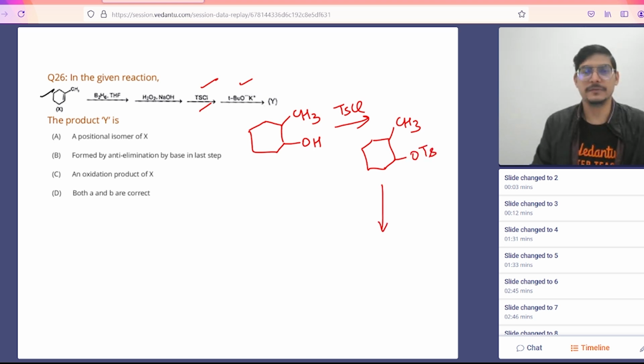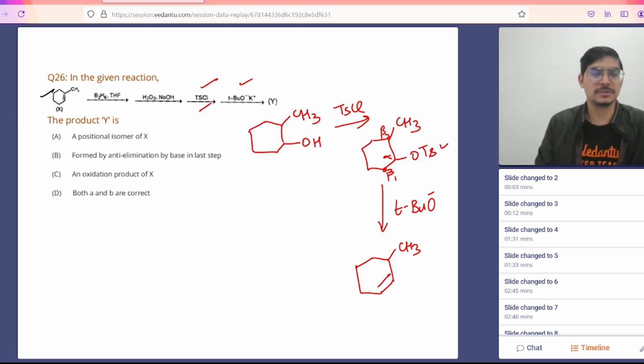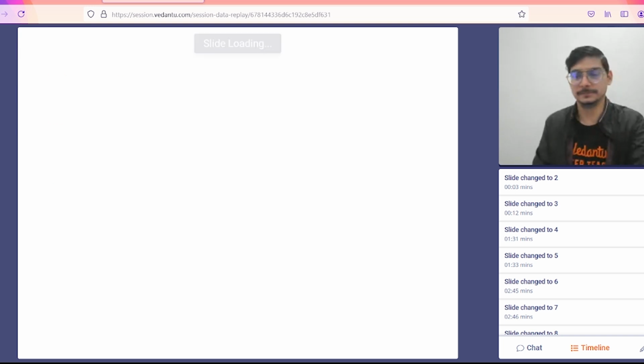And in the last case, when we react this molecule with a bulky base like tertiary butoxide, it removes that beta hydrogen which is joined to the least sterically hindered carbon. So if this is the alpha carbon, this is the beta carbon, let's call it beta 1, and this is beta 2. So it removes that beta hydrogen which is anti to the tosylate group and also on the less sterically hindered carbon. So the major product that is formed in this reaction is this one. So the product Y is a position isomer of X, yes, and it is formed by anti-elimination by base in the last step. That's also correct. So the correct answer to this is option B.